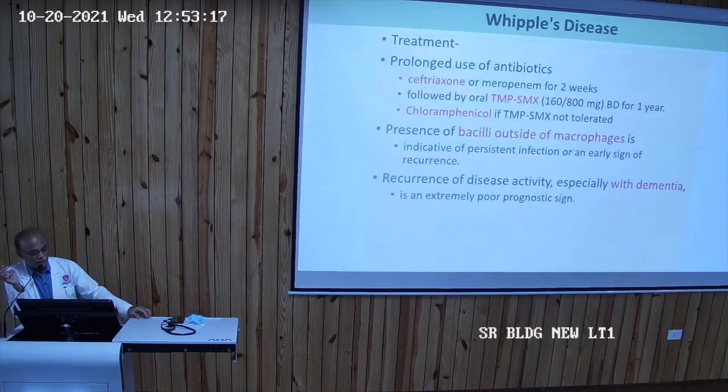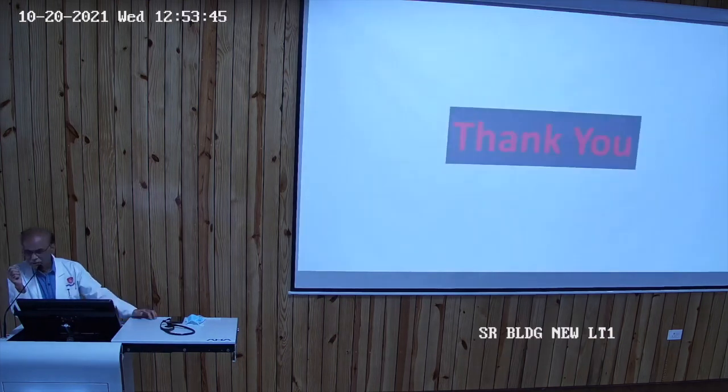For treatment, a prolonged course, because it is due to bacteria, again give antibiotics: ceftriaxone, or Septran single strength tablet, 1 BD for 1 year. If the patient is allergic to Septran, you can try chloramphenicol. Sometimes bacilli after the macrophages are indicative of persistent infection or recurrence. So thank you very much.